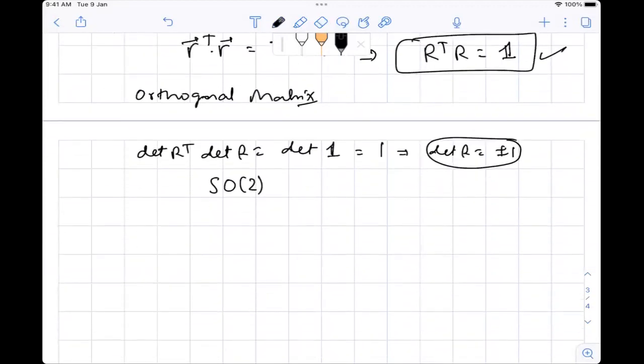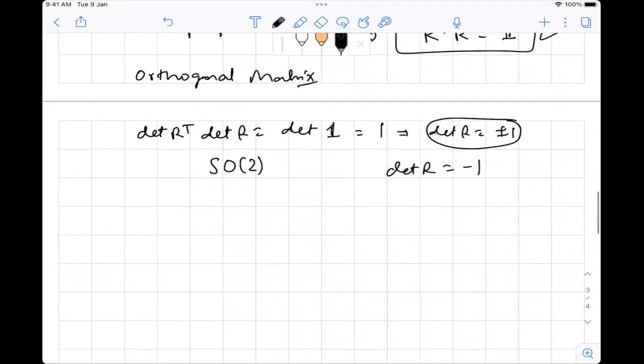There is one more possibility, when determinant R is equal to minus 1. One example of this would be, let's say, this one: 1, 0, 0, minus 1.